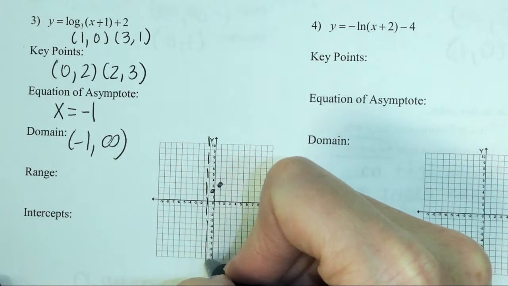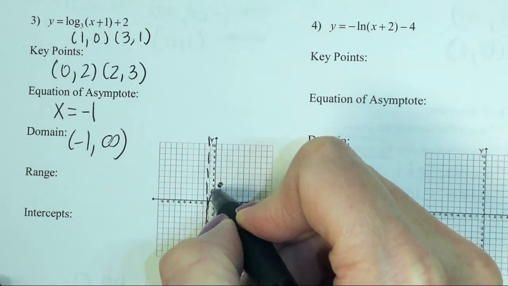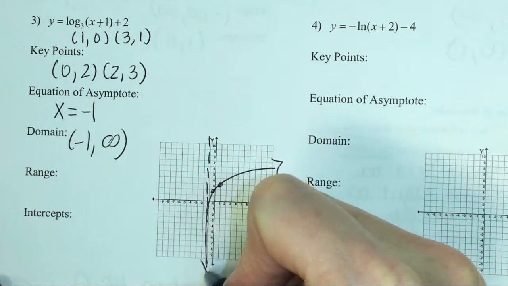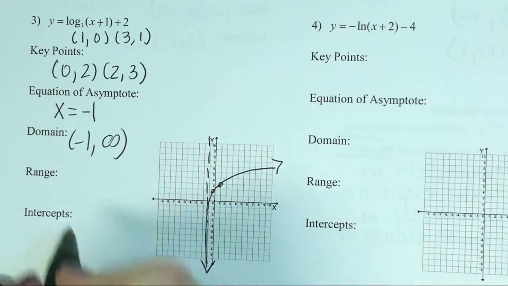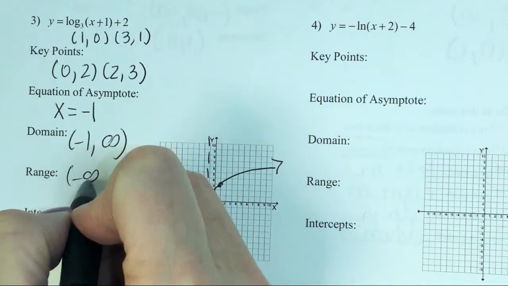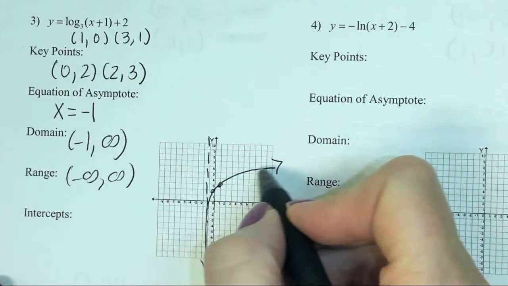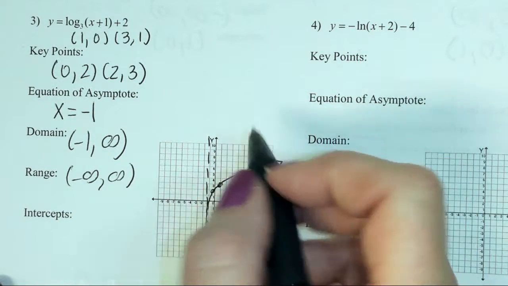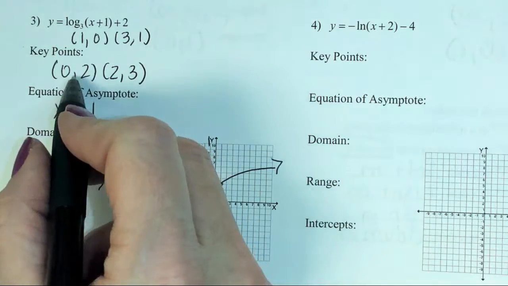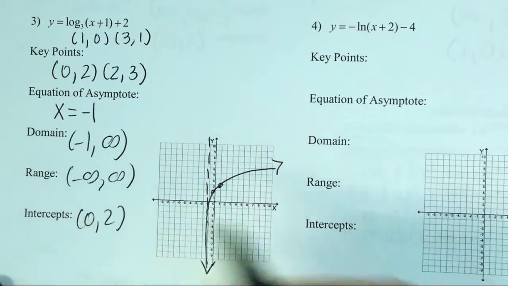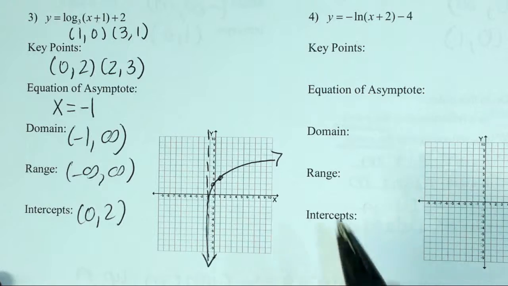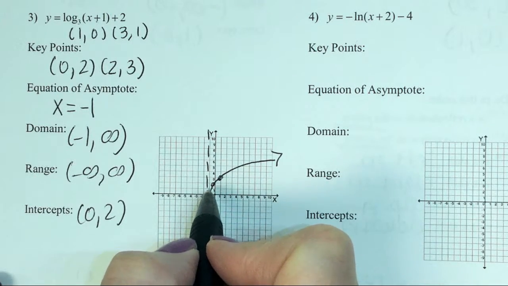My range, I'm going to go ahead and graph the shape. This is our general shape for logs and natural logs. My range is going to be from -infinity to infinity. It just keeps gradually getting a little higher. My intercepts, I can see one of them at (0, 2). Let me show you how to find the x-intercept, which is right here.